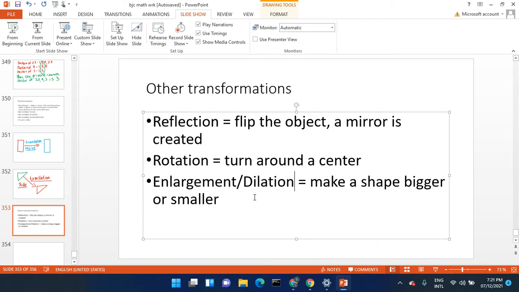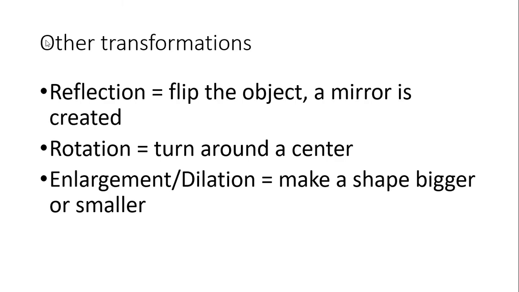Okay, so you make the shape smaller or bigger. Let me know when you're ready to move from this. So translation is simply a slide. Rotation is a turn about the center. A reflection is going to be a flip, flipping the object about a line. Dilation is going to be making the shape bigger or smaller.